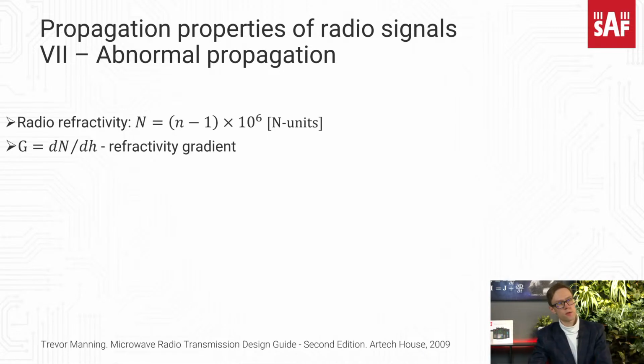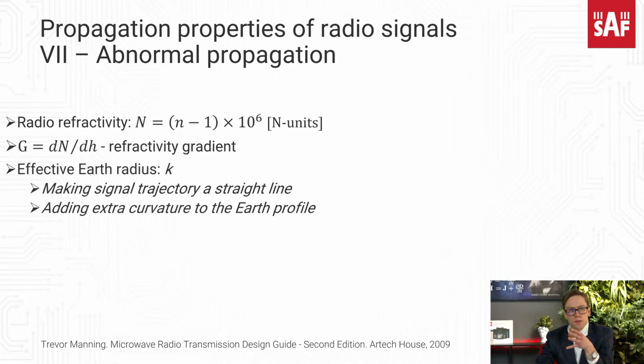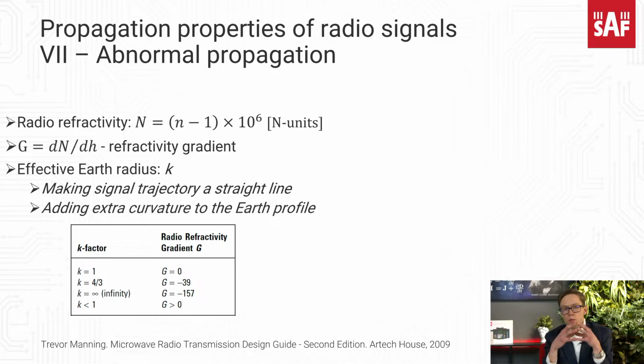Alright, so we have the radio refractivity and the refractivity gradient, which are interesting for us as radio engineers and radio planners. But there is still a parameter missing for proper link planning, and this parameter is the effective Earth radius factor, which is designated by the lowercase k. This is quite a complicated concept, but we're not going to get into the detail, right?